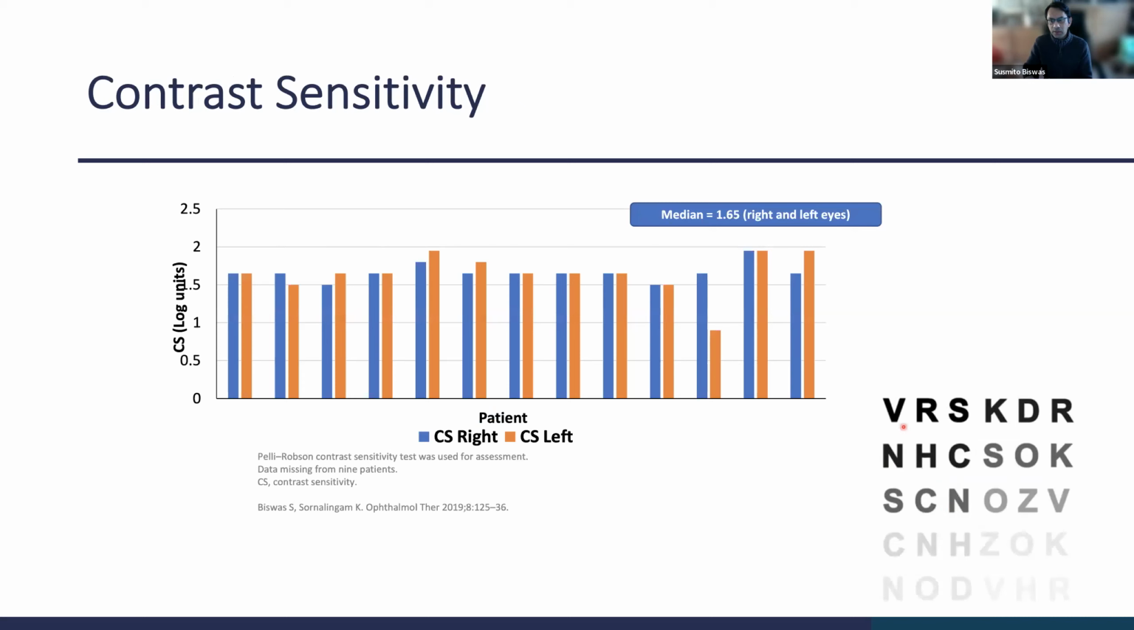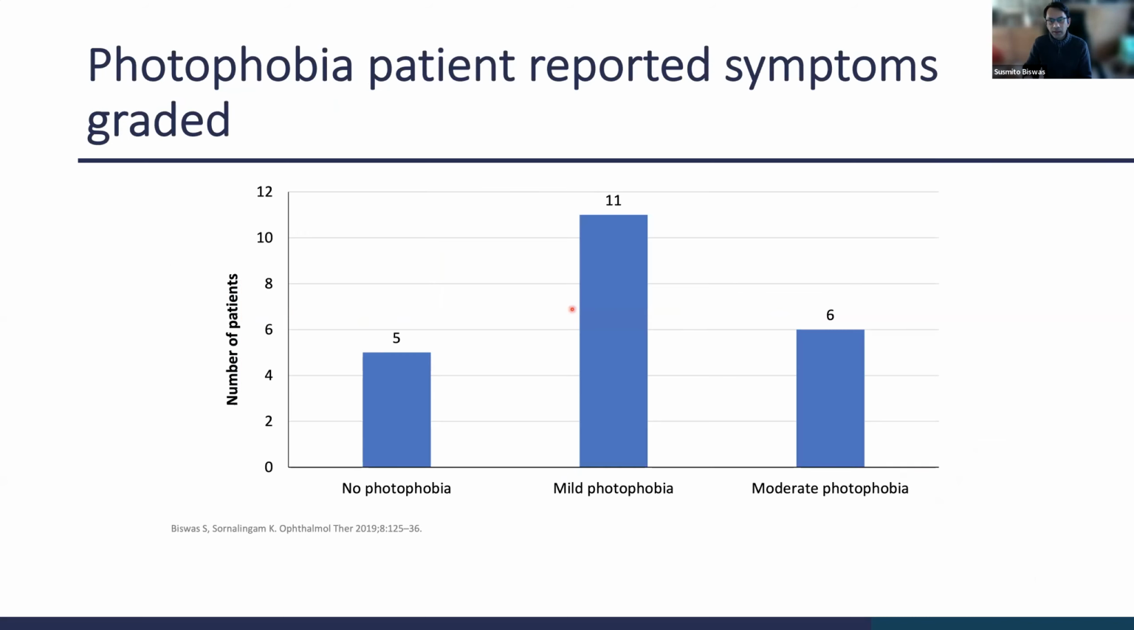But the other chart we can use is this Pelli-Robson contrast sensitivity chart. And you can see letters all the same size, but fading away into the background. And what we can see in our cystinosis patients is normal contrast sensitivity is just over 2. So most of our patients have reduced contrast sensitivity in one or other eyes, or generally in both eyes. So that does pick up an issue.